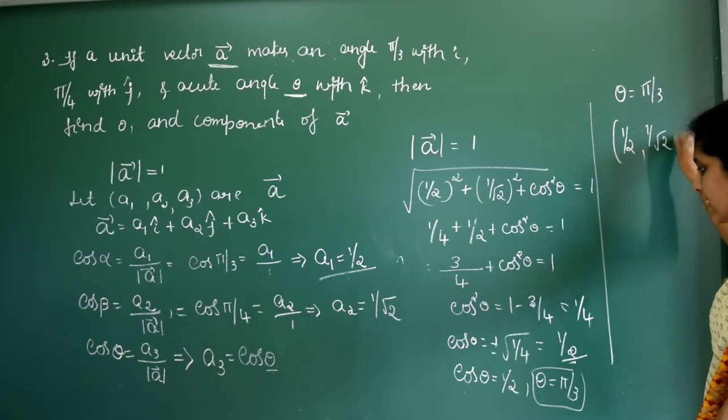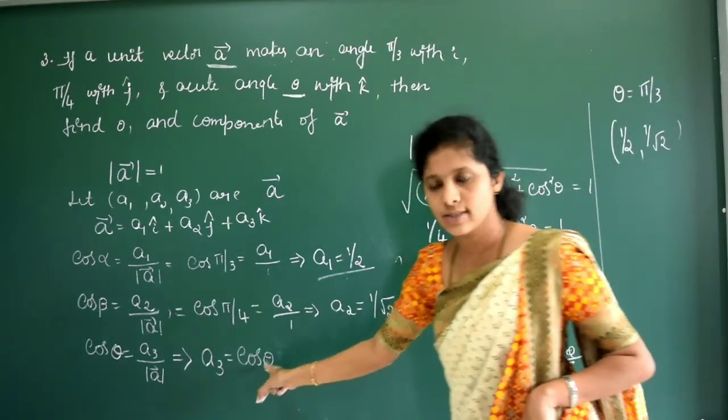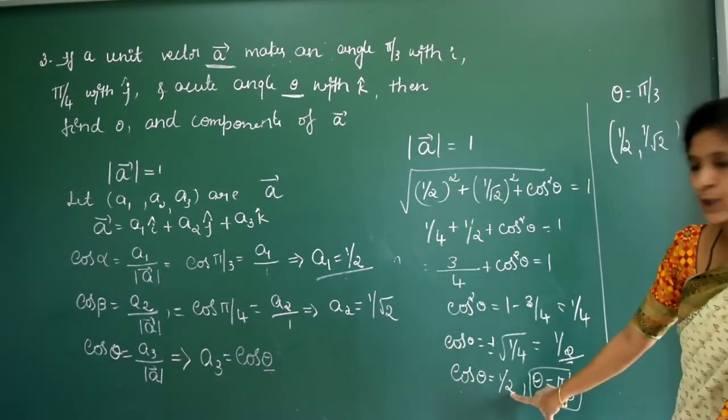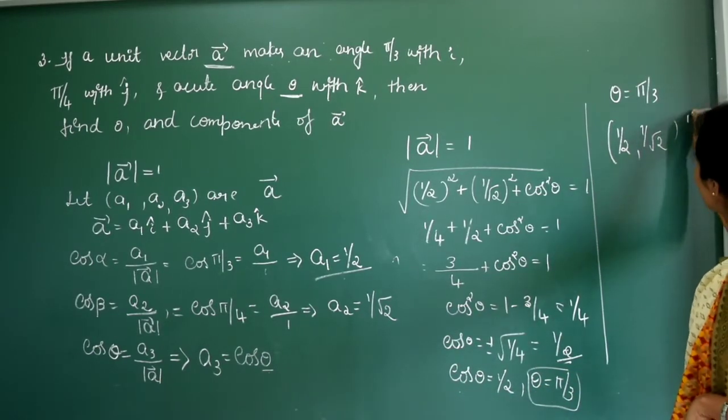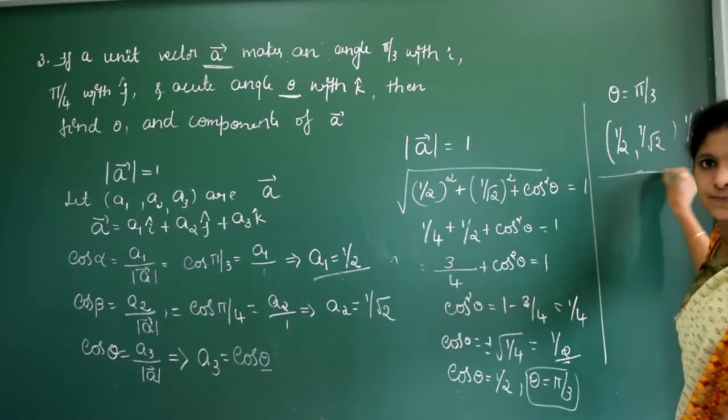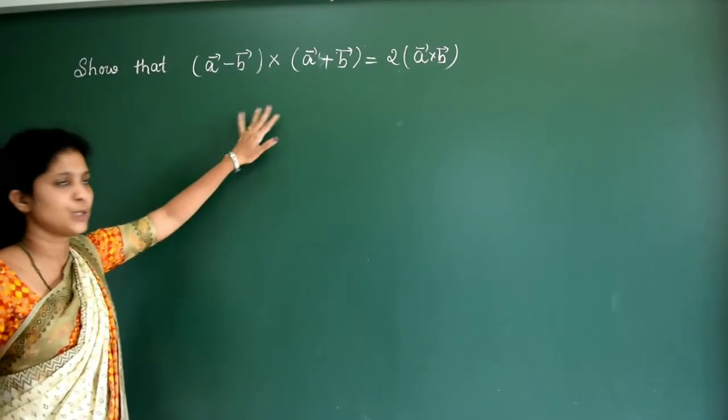And a3 is equal to cos theta. So the cos theta value will be equal to cos pi by 3, which is 1 by 2. So this is the answer. See, this is a simple one, within 2 steps we will get the answer.